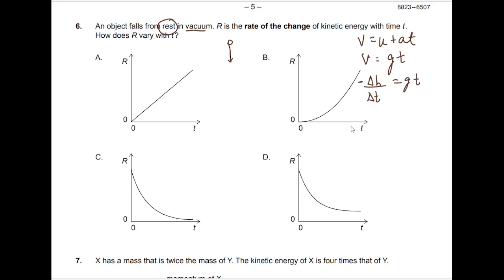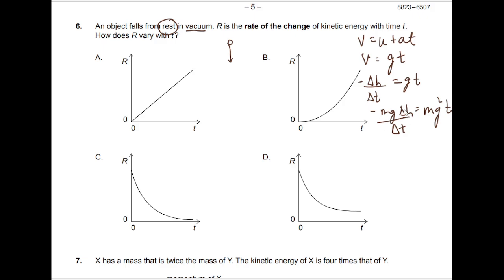Now, I want to get a graph of kinetic energy versus time. So, I need to have an equation, maybe a straight line or whatever. So, what I'll do is multiply both the sides by mg. So, mg delta h by delta t, and this becomes, because g is already there, mg square t.